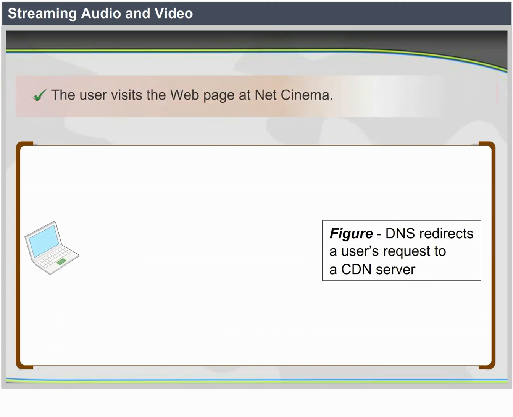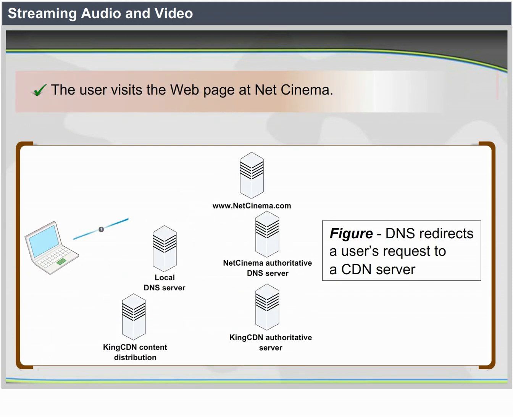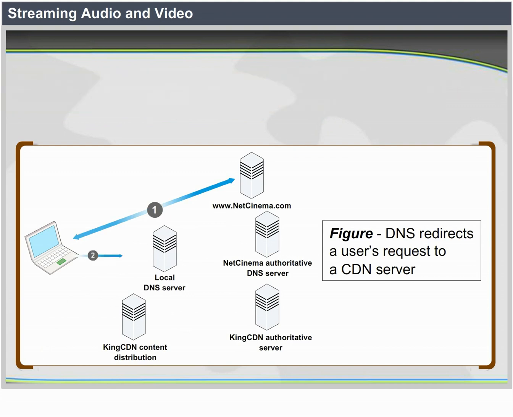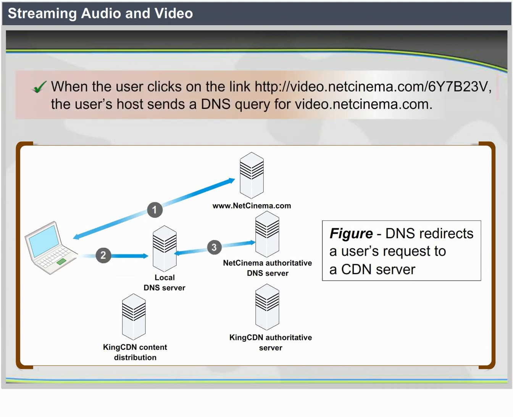The user visits the web page at NetCinema. When the user clicks on the link http://video.netcinema.com/6y7b23v, the user's host sends a DNS query for video.netcinema.com.